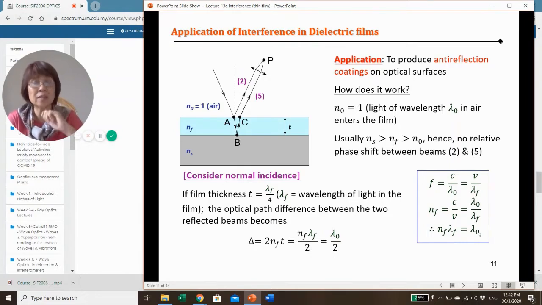So let's start with the thickness lambda f over 4. The optical path difference of beam 2 and beam 5 would then be equal to 2 n f t. Remember, cosine theta t is equal to 1 because theta t is actually 0 since we consider normal incidence. So therefore, t here is lambda f over 4, so that gives us lambda f over 2. Okay, there's a 2 factor here. So n f lambda f is actually equal to lambda 0, so that will be equal to lambda 0 over 2 effectively.